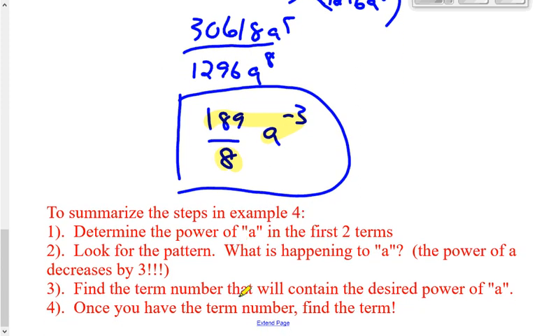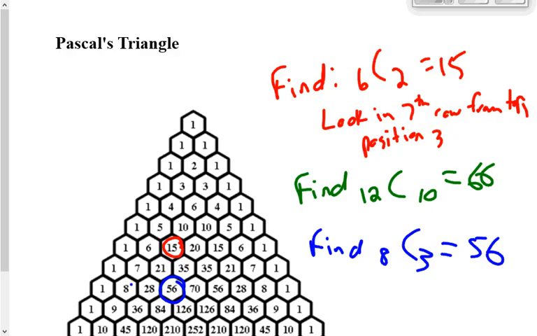So to summarize the steps in example 4, step 1, determine the power of a in the first 2 terms. Next, look for a pattern. What's happening to a? The power of a is decreasing by 3. Next, find the term number that will contain the desired power of a. In our case, that a to the negative 3 came about in term 5. Once you have that term number, just like the previous example, you can specifically find the term you're looking for.